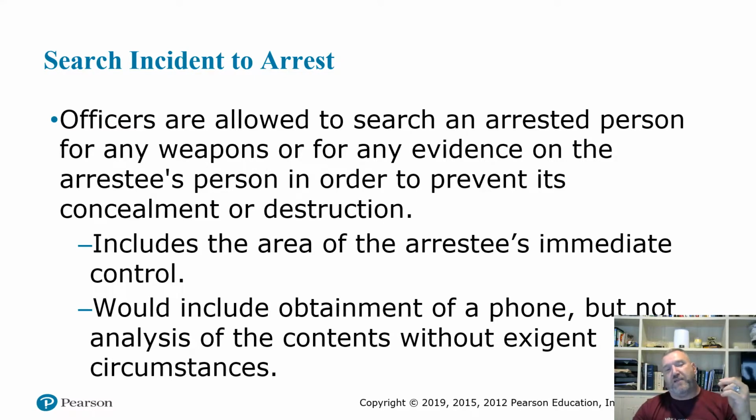So let's say I stop you, arrest you, I do a search, and find the phone. I'm going to put the phone in an evidence bag, and then we're going to get a court order to search that phone. But I still have to have a reason to search the phone. If your crime has nothing to do with the phone, then I'm going to have a problem explaining to the court why I need to search your phone.